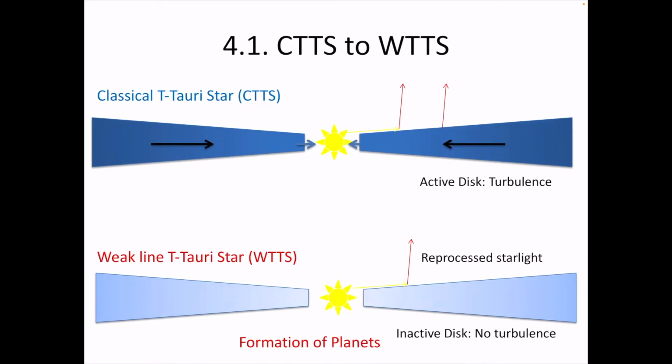This is a figure of the CTTS. Accretion of gas toward the central star is very active due to the turbulence in a disk. Shear flow due to the Keplerian motions results in the viscous accretion of gas in a disk. This accretion slows down with time and turns to the WTTS.